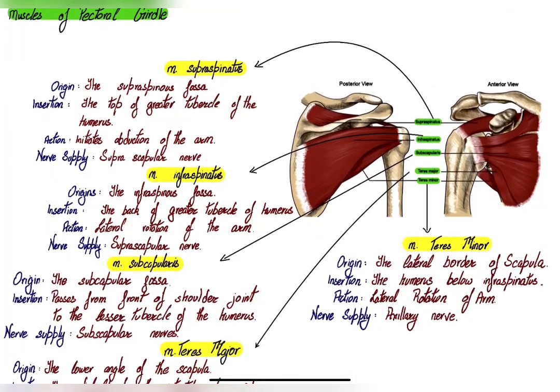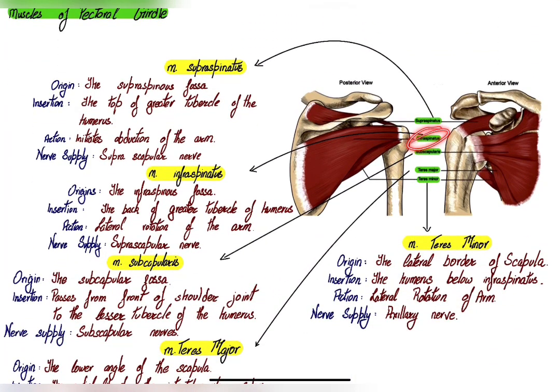The next muscle is the infraspinatus muscle. The infraspinatus muscle originates from the infraspinous fossa, which is located over here on the scapula, and has its insertion in the back of the greater tubercle of the humerus. It helps in lateral rotation of the arm, and the nerve supply is the suprascapular nerve.